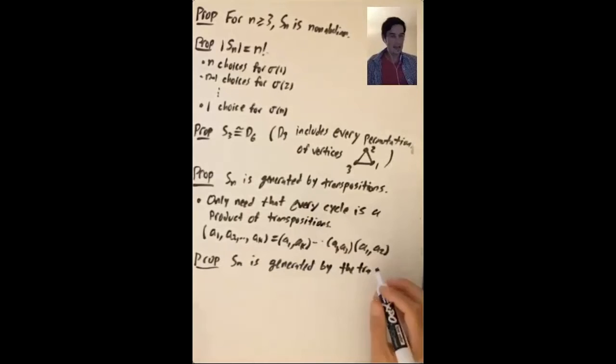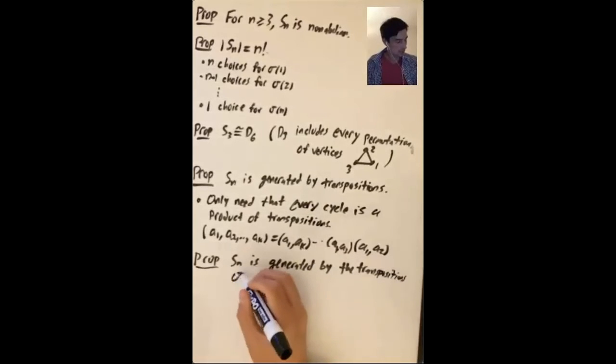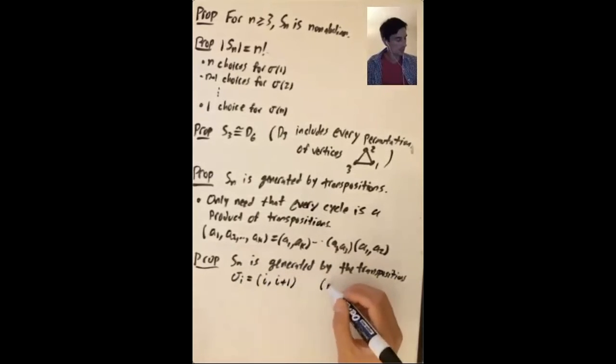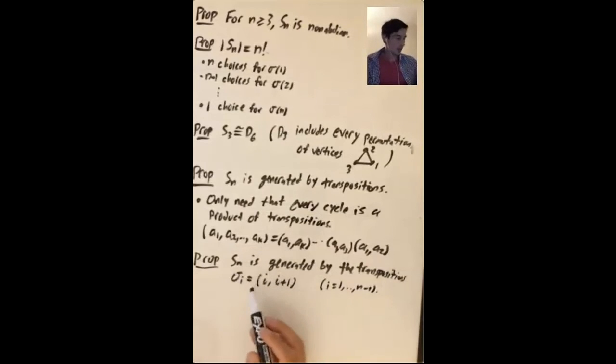where i gets switched with i plus 1. Transpositions sigma i, which is just going to be i gets exchanged with i plus 1. And what is i? This is where i goes from 1 to n minus 1. So what do we need to do? We need to show that these sigma i's generate all permutations. So it's enough to see that they generate all cycles.